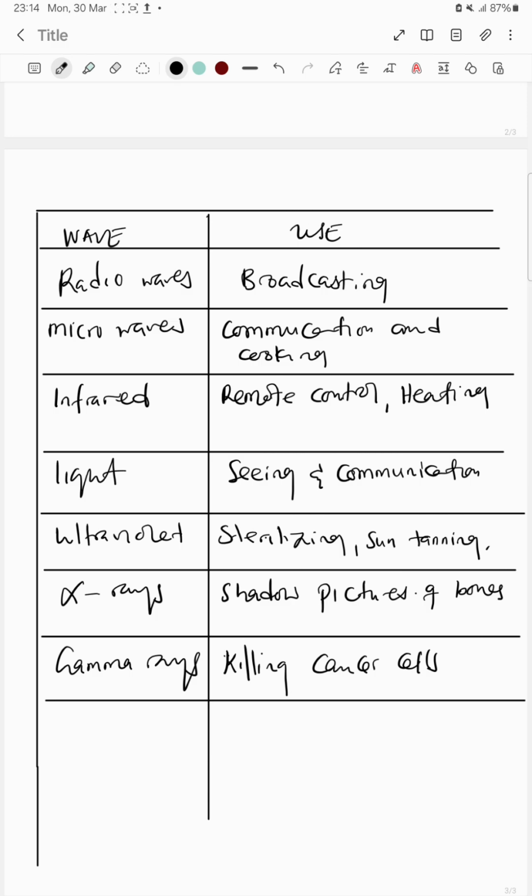Then light, we use it for seeing, the visible light coming from the sun. We use it for seeing and also for communication. Ultraviolet for sterilizing and sun tanning. Ultraviolet comes from the sun. And then X-rays are used for shadow pictures of bones. When you have injured yourself or there's dislocation, they'll show you the shadow picture of bones. Then gamma rays are used to kill cells.